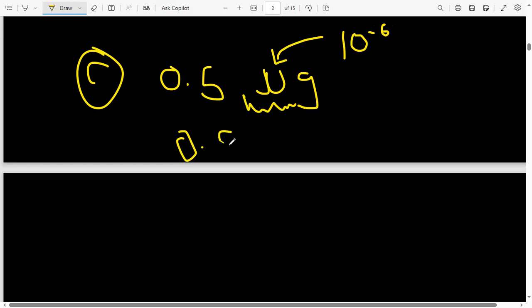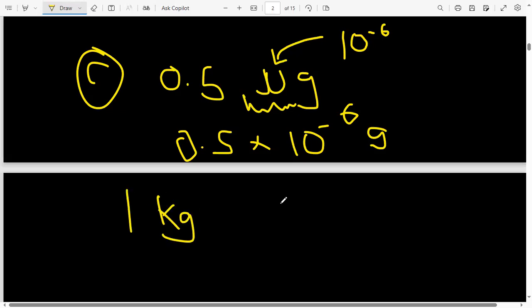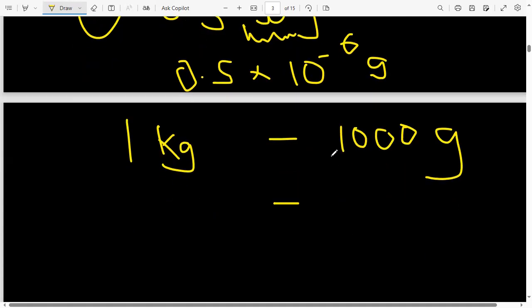So this will be 0.5 multiplied by 10 to the power minus 6 in place of this micro, and then grams. Now we can convert these grams easily to kgs because we know the conversion factor from grams to kg. So we know that 1 kilogram is the same as what? 1,000 grams, or 10 to the power 3 grams. It's the same, 1,000 is the same as 10 to the 3. So now we have this number here, which is 0.5 multiplied by 10 to the power minus 6 grams.